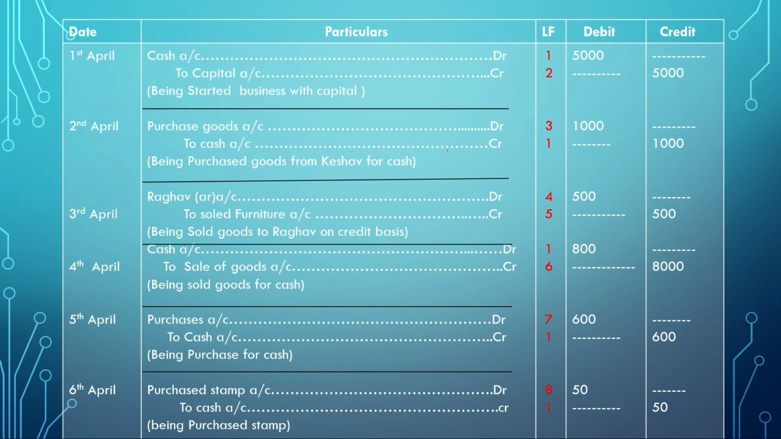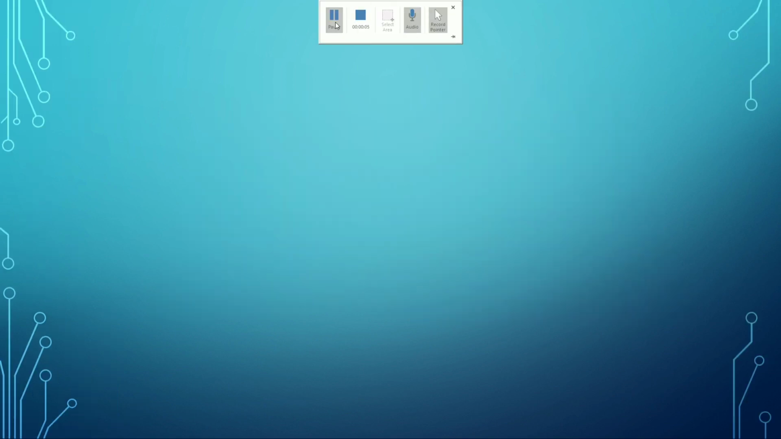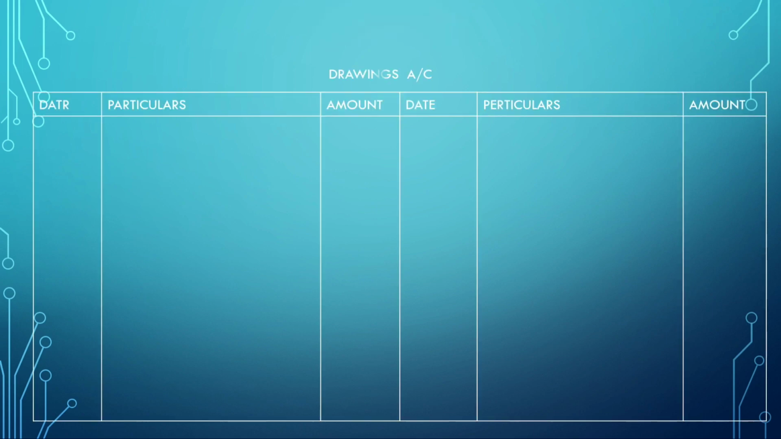one is cash, which we already posted. So here we posted this slide's journal entries. The next item is the drawings account. This transaction happened on the 7th April. The journal entry was drawings account debit to cash account. So here we open the ledger for the drawings account. The drawings account is a debit, so we want to post it on the debit side.